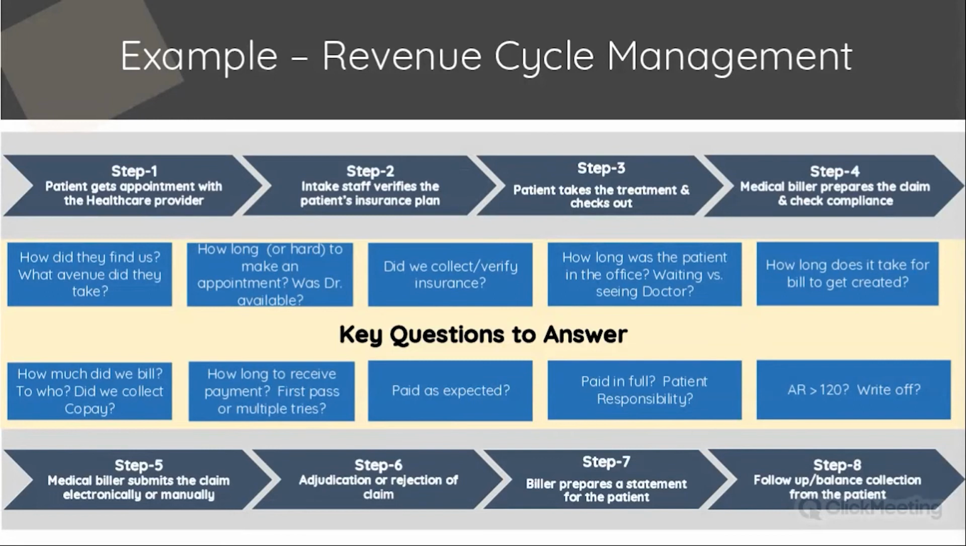Did we get paid as expected? Was the patient happy with their experience? How did they find us? How did they get in to see the doctor? How long did that take? How long did it take for us to create a bill once they left the office? How long did it take us to get reimbursement from the health insurance carrier? And did that take two or three tries? All those different questions may be sitting in different data systems. These data systems aren't necessarily always in one place where you can pull all that information together.